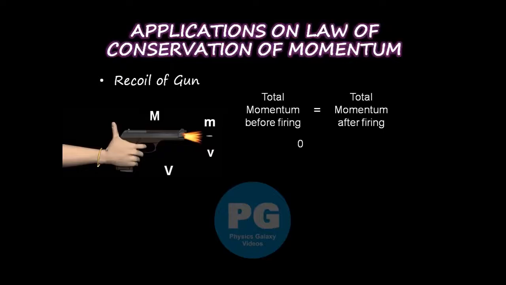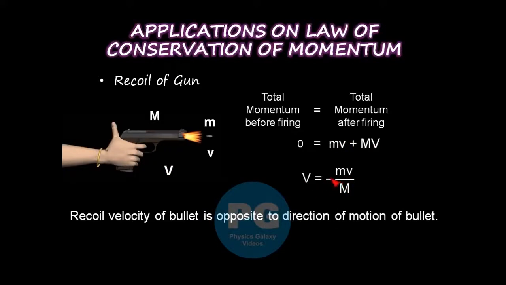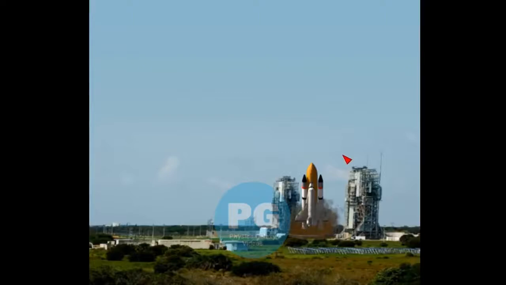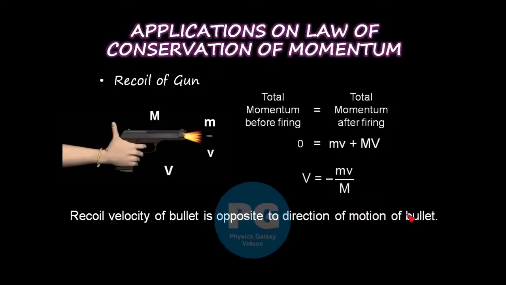Talking about the final momentum of the system after firing, we can say it is equal to the momentum of the bullet plus the momentum of the gun, that is small mv plus capital MV. Now if we rearrange the equation, we get the recoil velocity of the gun as minus mv upon capital M. Here the negative sign shows that the direction of recoil of the gun is opposite to the direction of velocity of the bullet.